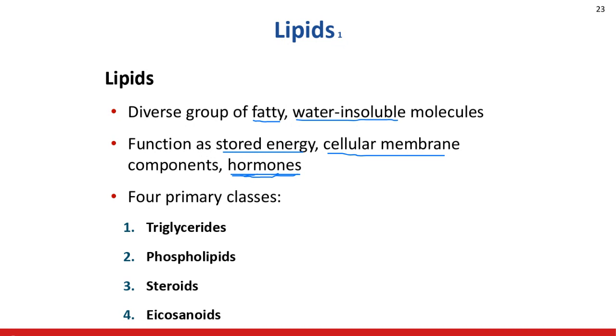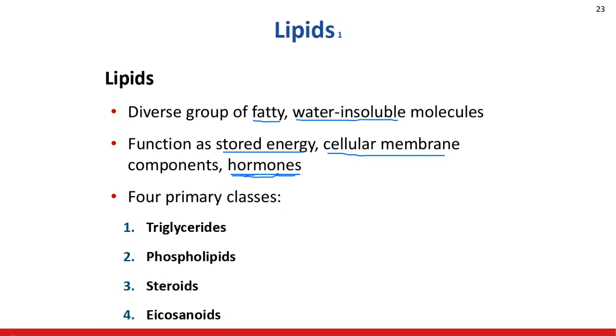It's one of the backbones for when we're building up hormones. But cholesterol is also involved as one of the components of your plasma membrane, and it helps your plasma membrane to withstand temperature changes, extreme temperature changes. So when we talk about lipids, we have 4 classes: triglycerides, phospholipids, steroids, and eicosanoids.